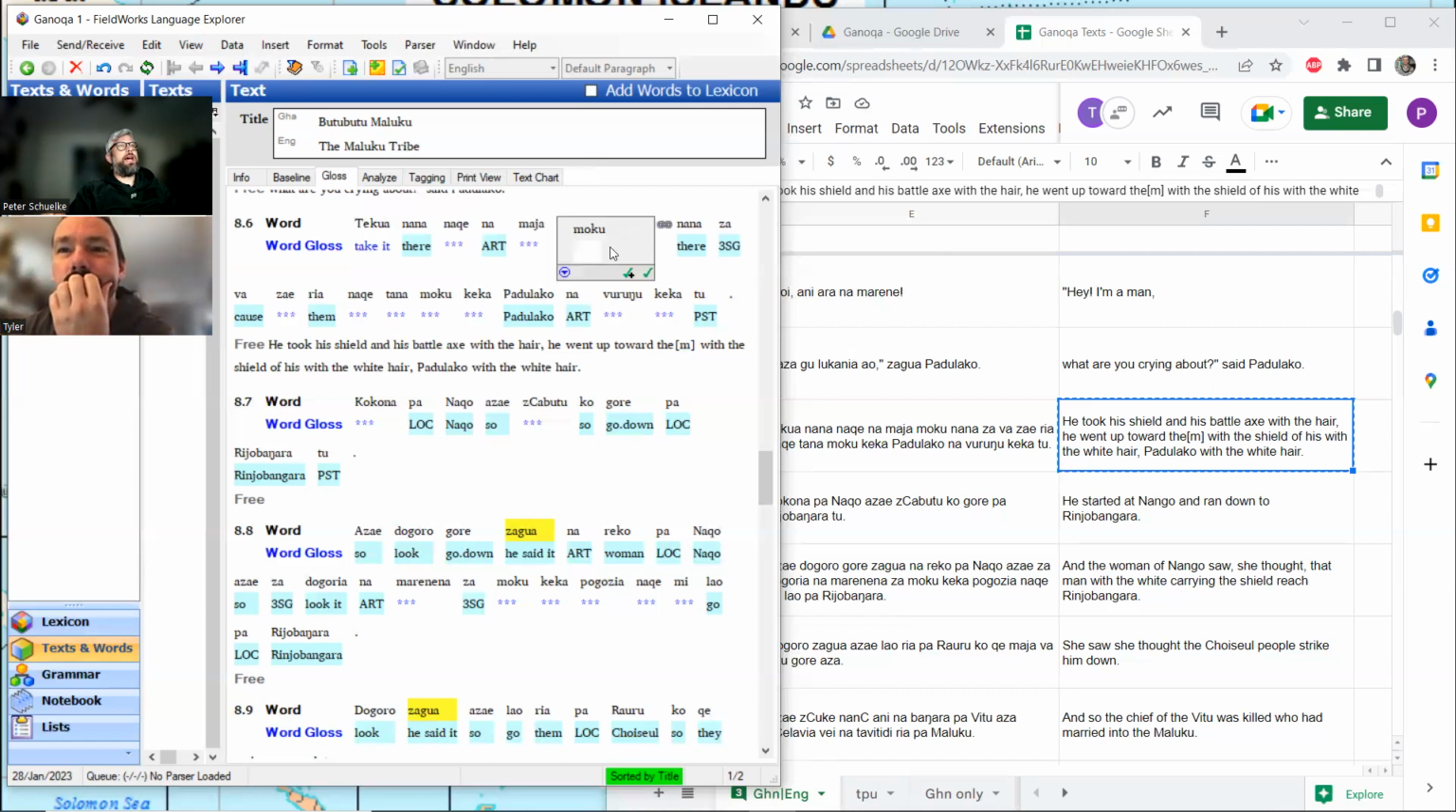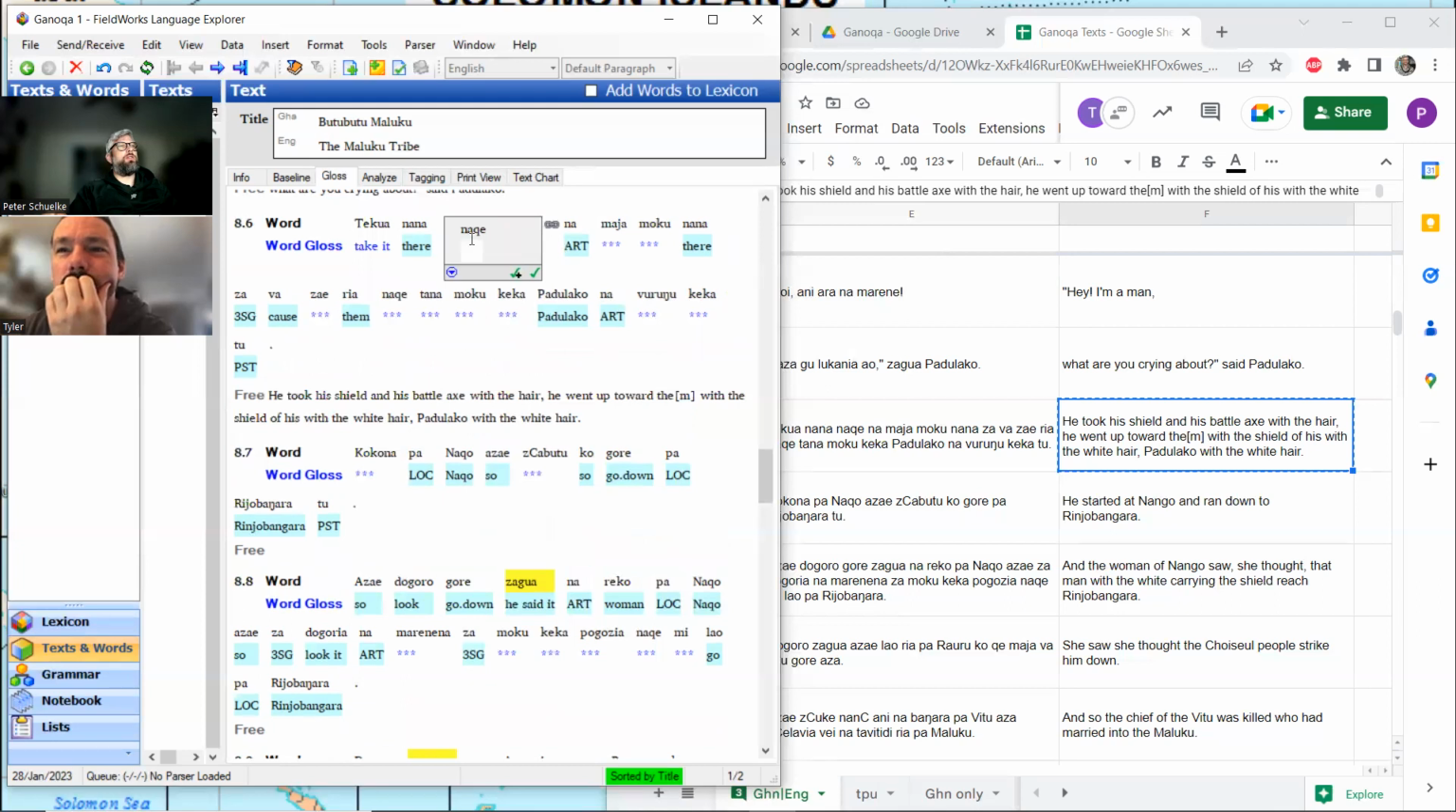I think Moku is axe and Nange is shield. But we have Moku twice in this sentence. And Nanga also twice. Never mind. Oh no, it's the we get he took his shield and battle axe with hair. And then we went up the shield of his with the hair. So there's Moku is hair then?